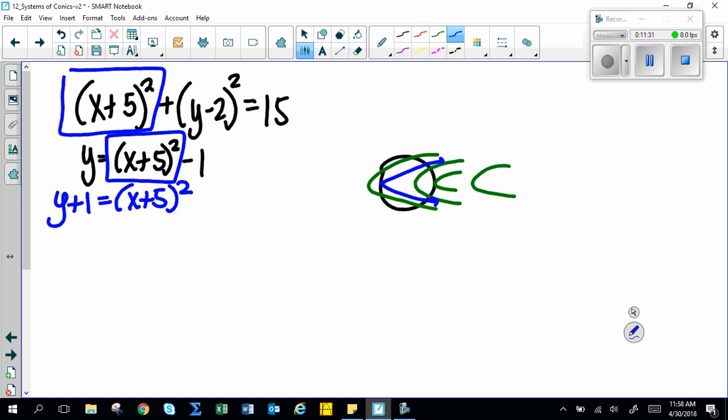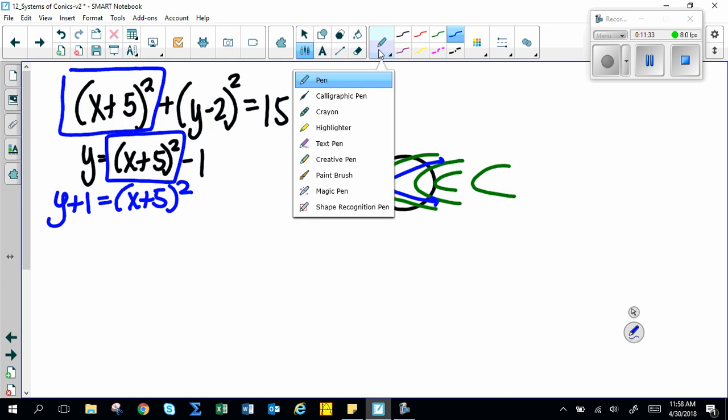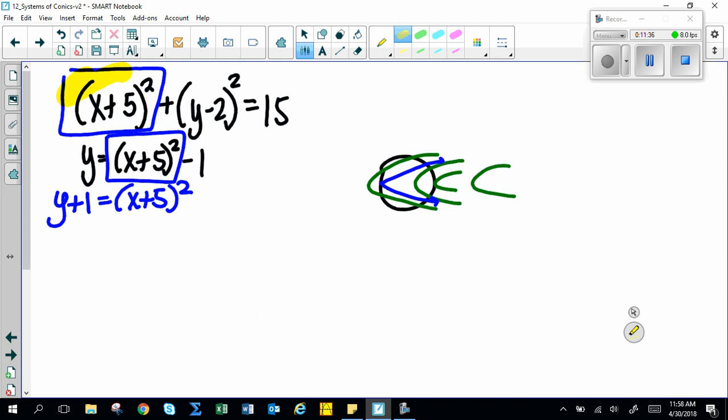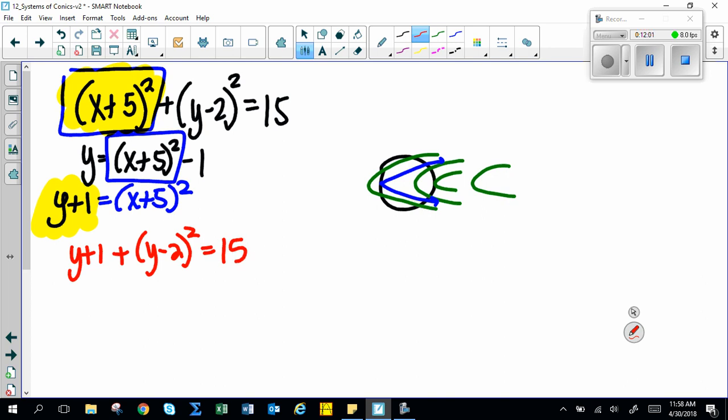So now I'm going to replace, let me get my highlighter. I'm going to replace my x plus 5 quantity squared in the first equation with what I see that it's equal to. Okay, there's going to be my substitution. So let me come back to my pen. So instead of this first equation rewriting x plus 5 quantity squared, I'm going to say y plus 1 plus y minus 2 squared equals 15. Okay, are you guys with me? So here's the substitution. I replaced inside the box up here in the first equation, I replaced with y plus 1.